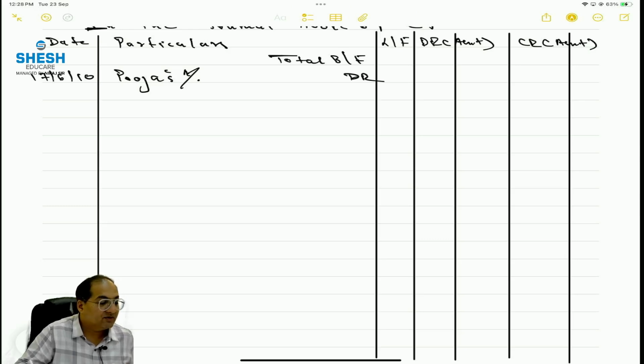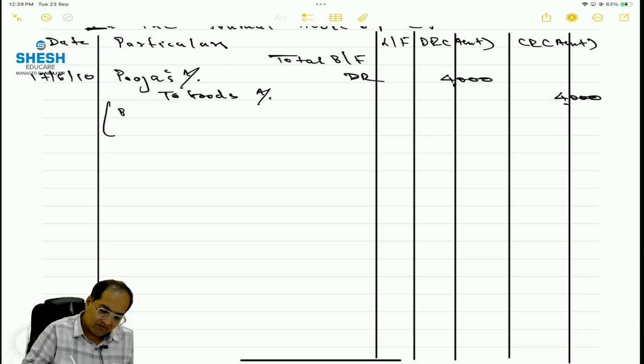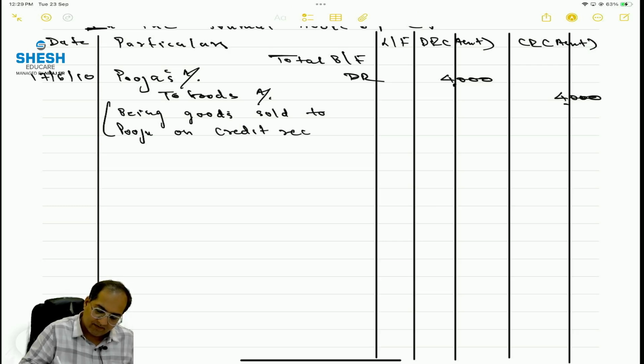Pooja's account debit, how much? 4,000. To goods account 4,000. Being goods sold to Pooja on credit recorded.